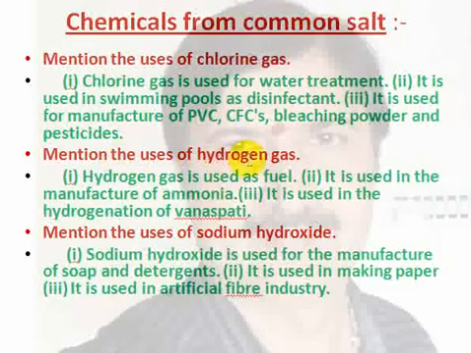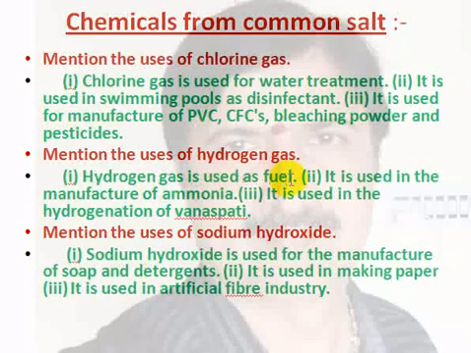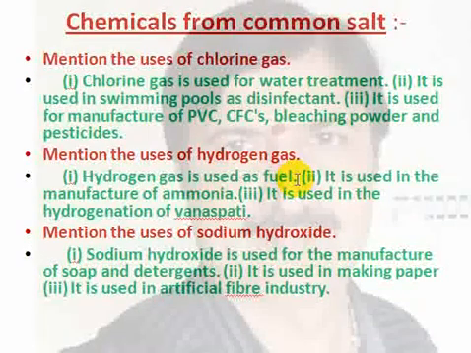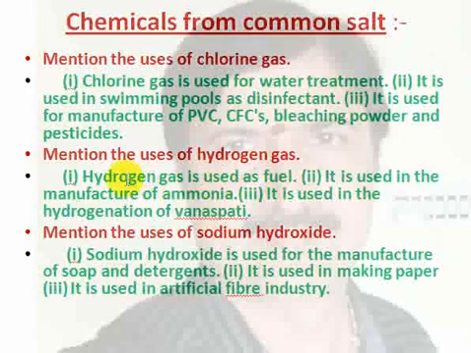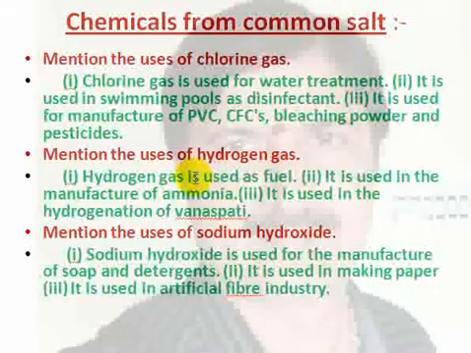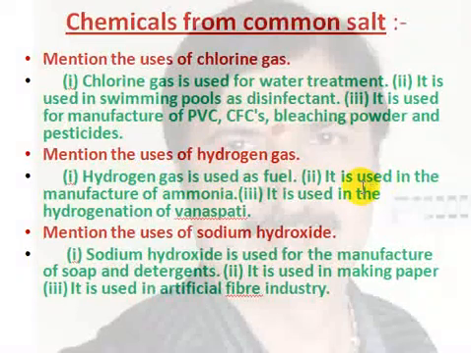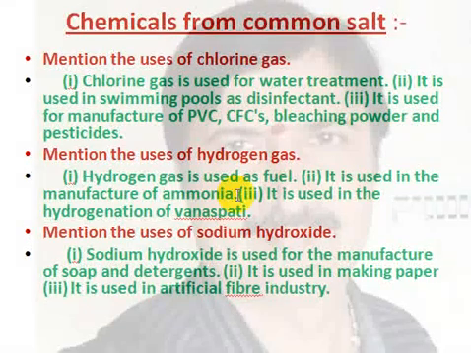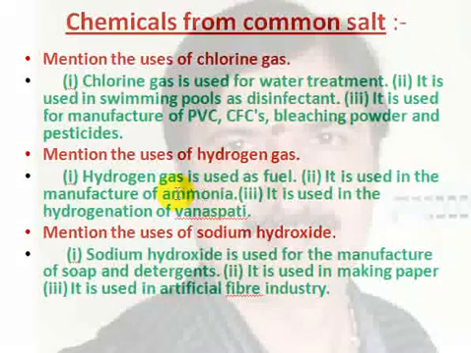Then let us study the uses of hydrogen gas. Hydrogen gas is used as a fuel. It has high calorific value. When hydrogen burns, it produces a lot of heat. Compared to many other fuels, hydrogen is a very good fuel which can produce a lot of heat. Hydrogen is used in the manufacture of ammonia. Ammonia is a very useful product in the preparation of fertilizers. So for the preparation of ammonia, we need hydrogen gas.